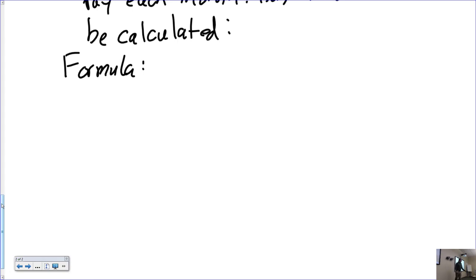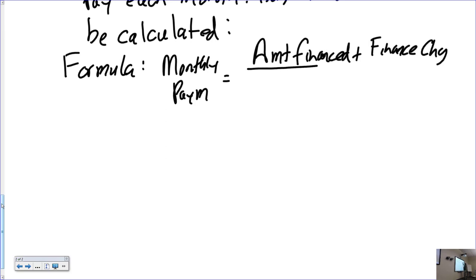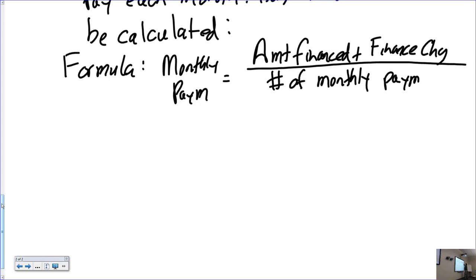One is to use a formula, and this is only if you have all of this information in front of you, okay? So, your monthly payment, well, it's even easier than that, right? It's amount financed plus finance charge divided by the number of monthly payments, depending on how long you borrow the money for. Okay, folks? So the amount financed is how much you're borrowing. The finance charge is the interest that you owe. And now I must go wash my mouth out with soap.